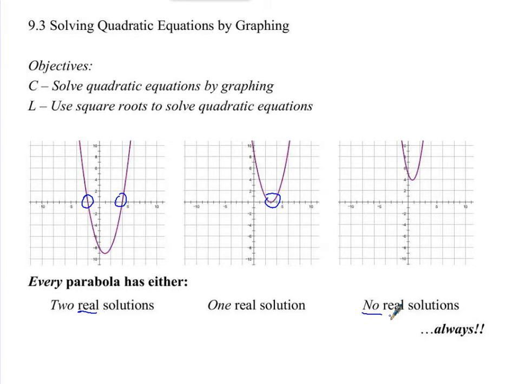So where the graph crosses the x-axis is our solution. If it crosses twice, then we have two solutions. If it crosses once, then fine, we only have one solution. If it doesn't cross at all, then we have no solutions that are real.